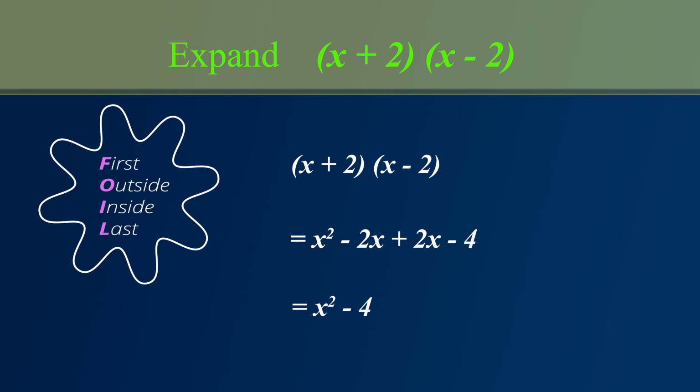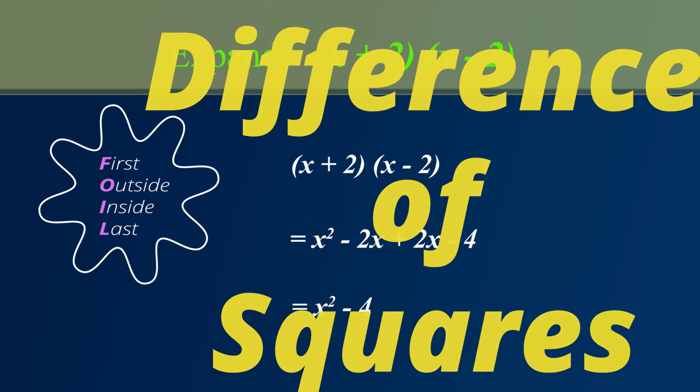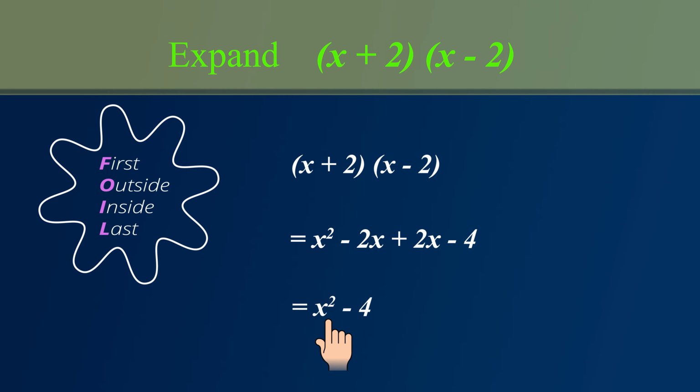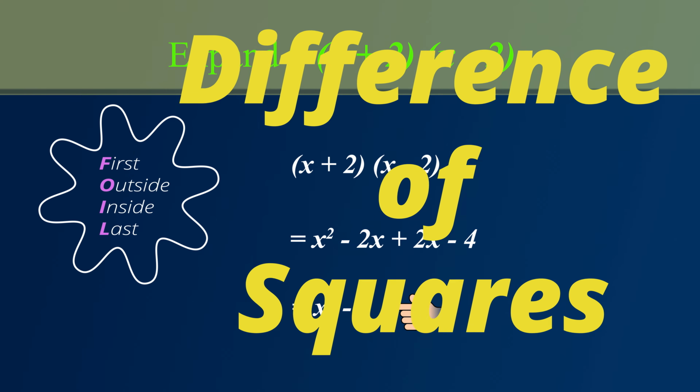Can you see why this is called a difference of squares? Well, x is squared and 2 is squared to make the 4. Difference means minus. So the pattern is if you start with the same x and 2 in the original parentheses, but one has a plus sign and the other has a minus sign, you get a difference of squares.